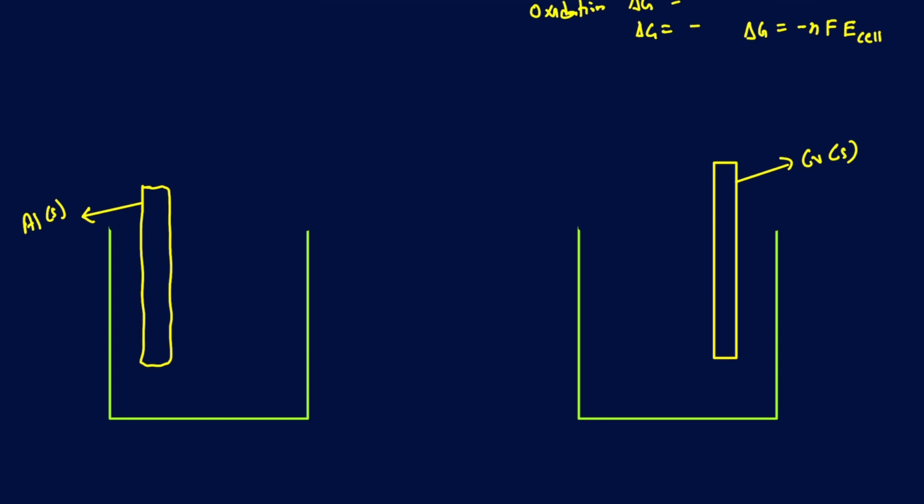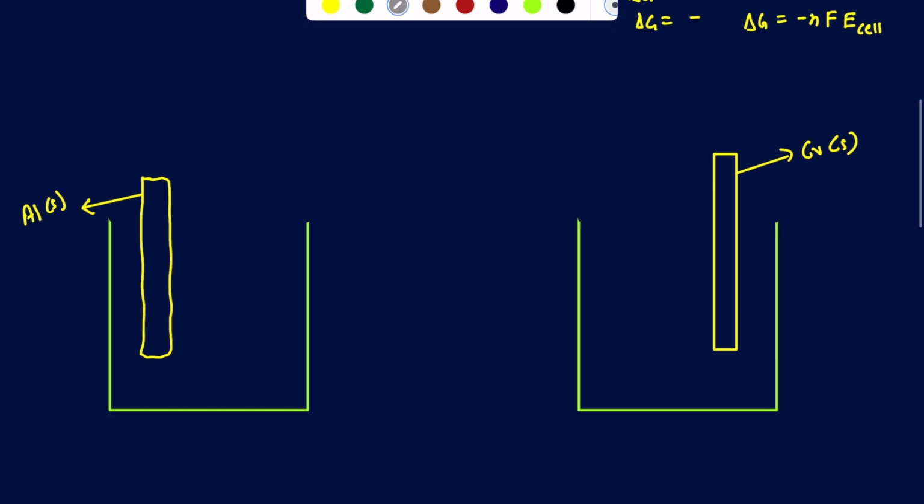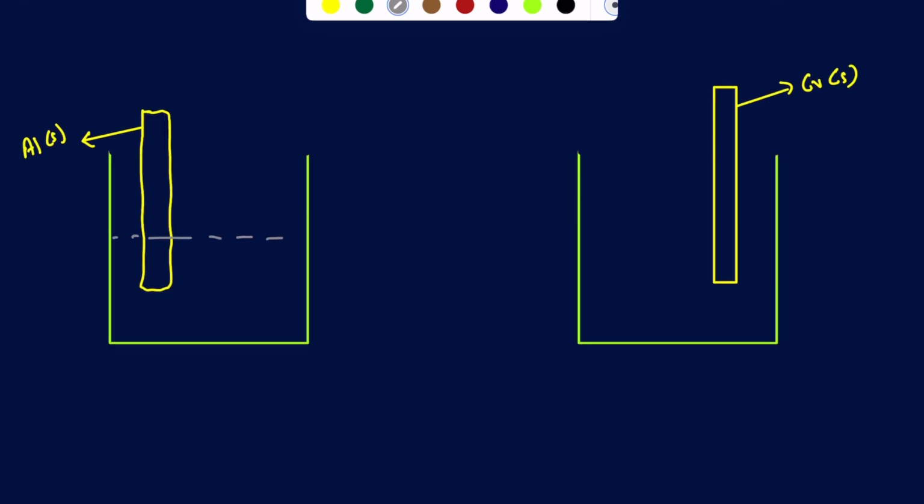So I could make the oxidation on the right side and it could make the reduction on the left side. You just have to know which side is losing electrons and which side is gaining electrons. That's the most important thing. Now, in addition to that, I also want to go ahead and dip these electrodes in their respective solutions.